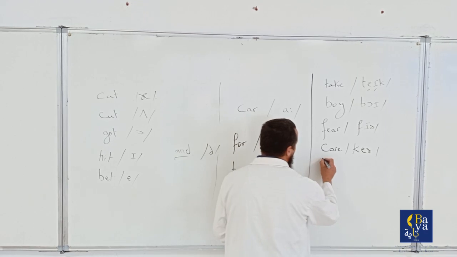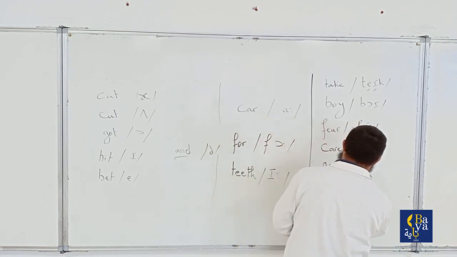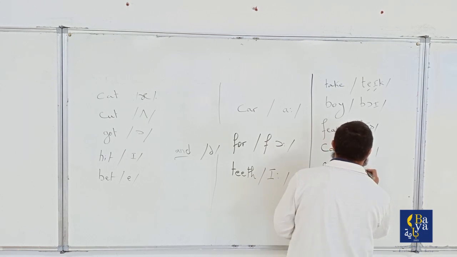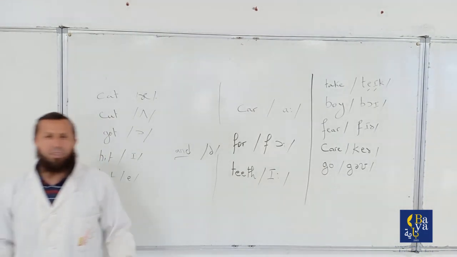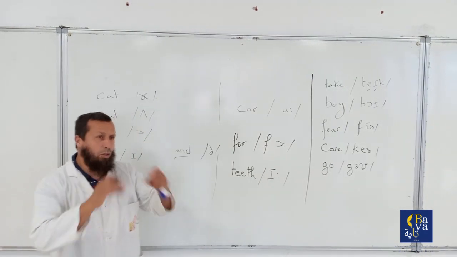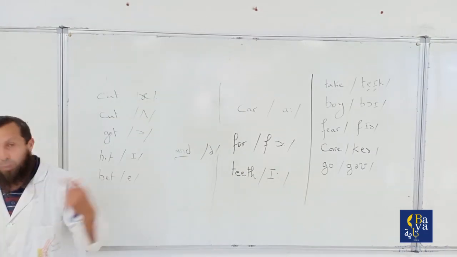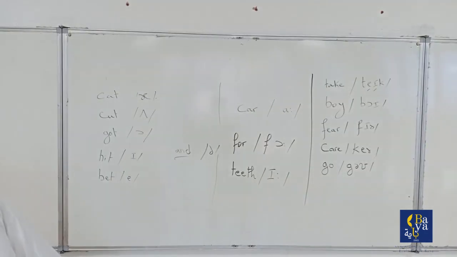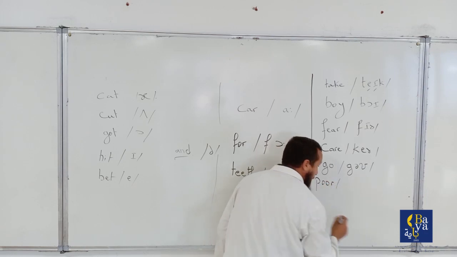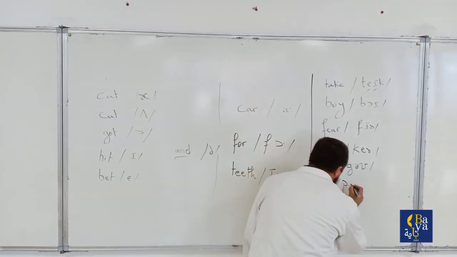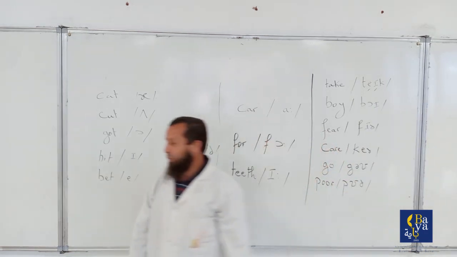Go. British pronunciation is go. Some Americans say go, like this. British pronunciation says go, to go with diphthongs. Or someone who is poor. Poor. The opposite is rich.